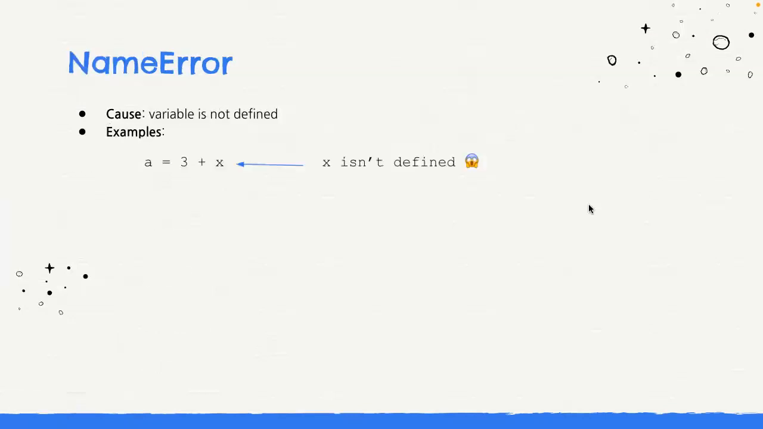Another error is name error. You might see this a lot too. It's just that you wrote a variable that isn't defined. So if there is no code before this and I just had this line, we're defining a equal to 3 plus x, but we didn't define x up here. So it'll be like, oh, name error, x is not defined. These ones are pretty easy to fix though, because it's very clearly stated what the error is.